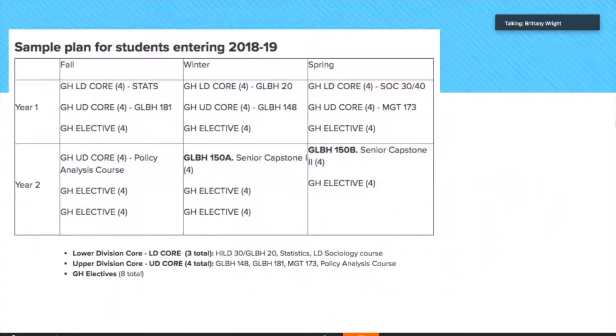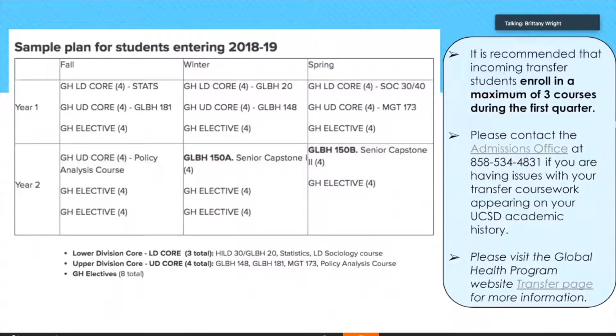So here's a sample plan. If you're entering this year, you could take your stats in fall, global health 181, and a global health elective in fall. And if you have college GEs, you're going to want to add those in. And I would recommend getting most of the core done during your first year. So if you're an incoming transfer student or freshman, I would highly recommend starting with 3 classes. Just to get used to UCSD and the quarter system. Things move very quickly, and you don't want to sabotage yourself early on.